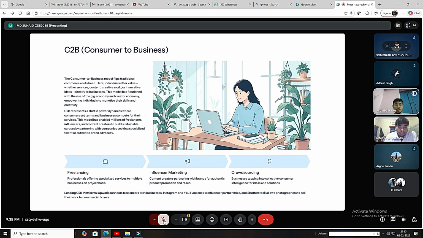C2B. Now in this slide, we will talk about consumer to business. The consumer to business model shifts power from business to consumers. Here, individuals provide value such as services, content, or creative ideas directly to companies. This model has expanded rapidly due to the gig economy and creator economy, enabling people to earn through their skills and influence. Common forms include freelancing, influencer marketing, and crowdsourcing. Leading platforms are Upwork, Instagram, YouTube, etc.